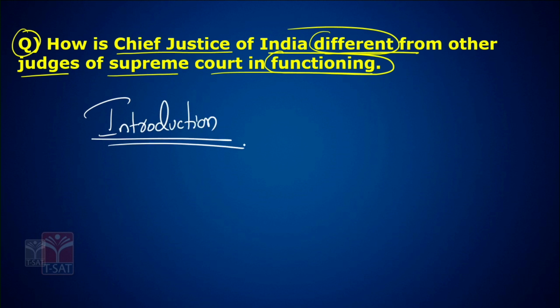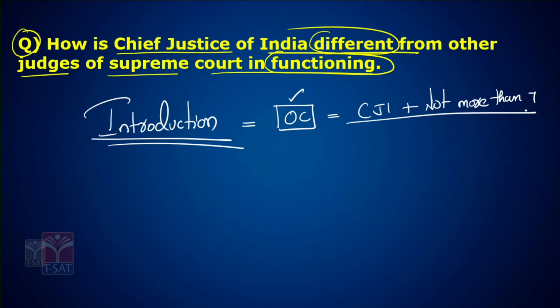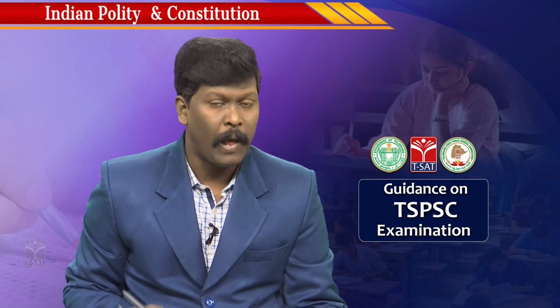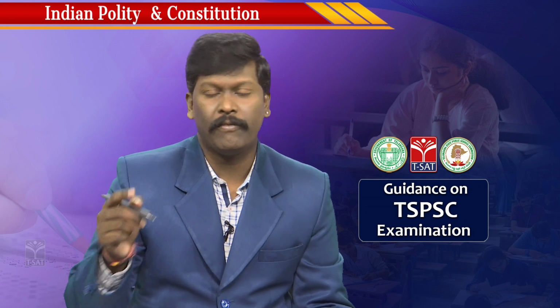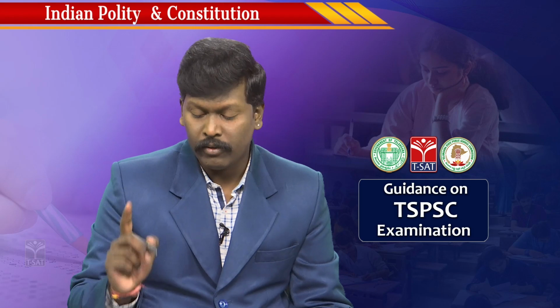What do you need to write for the introduction? The original Constitution said there shall be a Chief Justice of India and not more than 7 judges of the Supreme Court. The number of Supreme Court judges can be increased by Parliament. Parliament has the authority, by a law, to increase the number of judges of the Supreme Court.